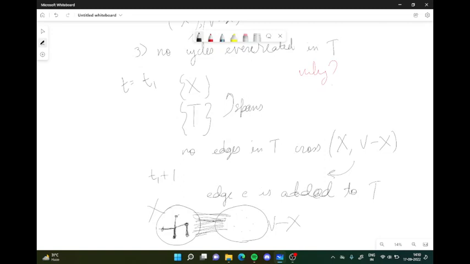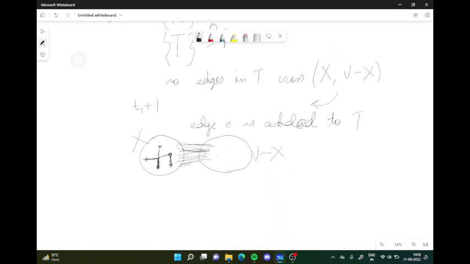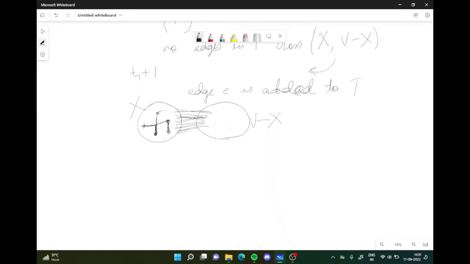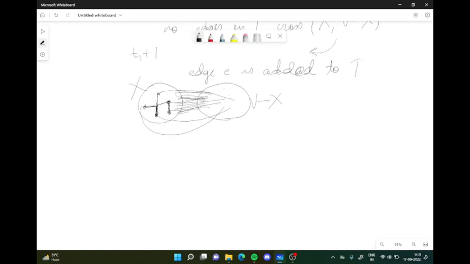So we are only building our graph edge by edge, right? We are only taking one edge at a time. For example, I can get confused in thinking that there must exist an edge between this one and this one and this one, right? There are edges which are crossing X and V minus X, but no, we are talking about the set T.